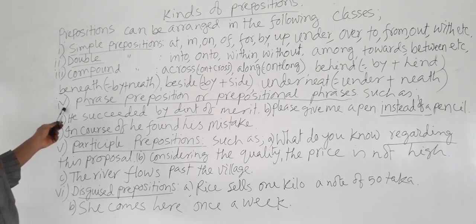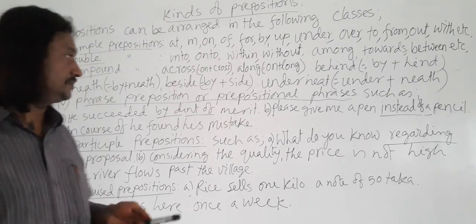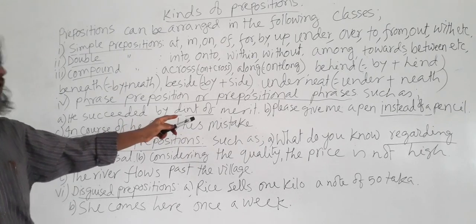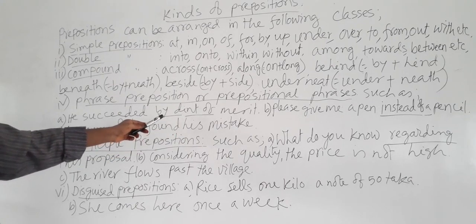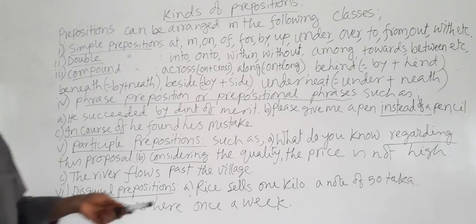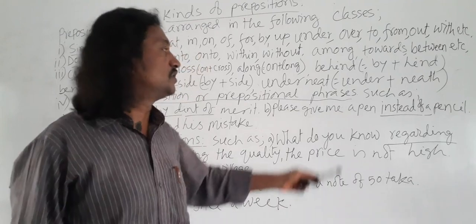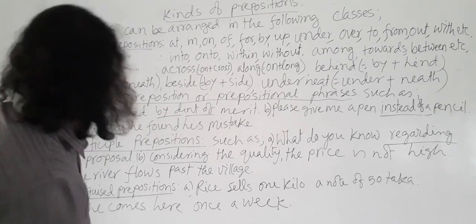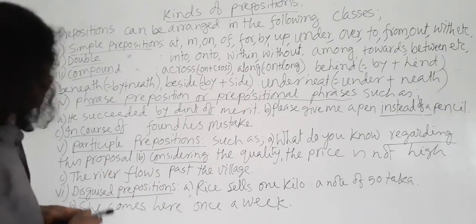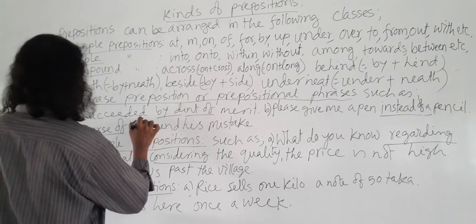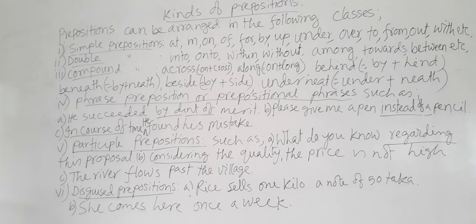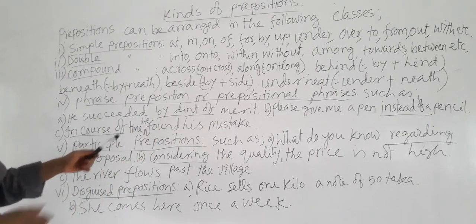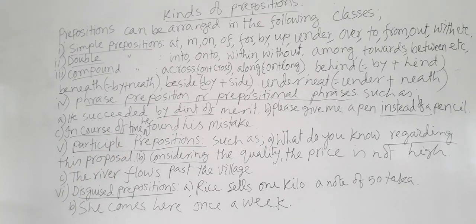Number 4, phrase preposition or prepositional phrases. Such as, he succeeded by dint of merit. By dint of is used as "for." So by dint of is a phrase preposition. Please give me a pen instead of a pencil. So instead of is a prepositional phrase. In course of time, he found his mistake. So in course of time is a phrase preposition. These are the examples of phrase prepositions.